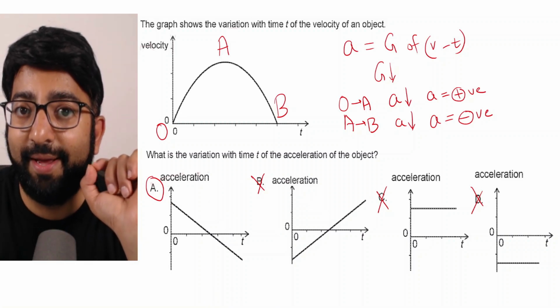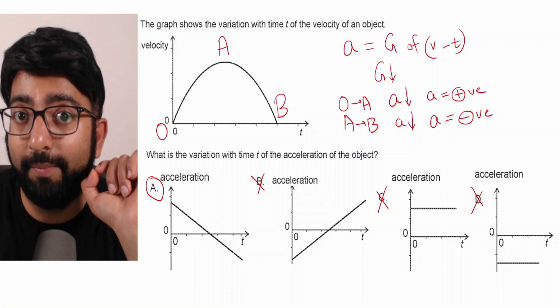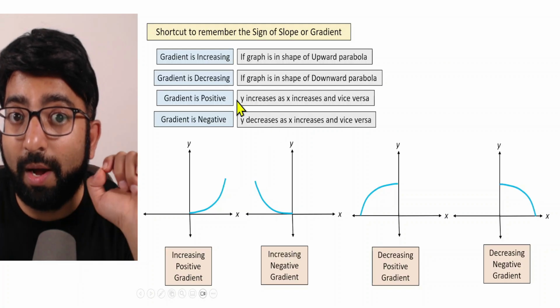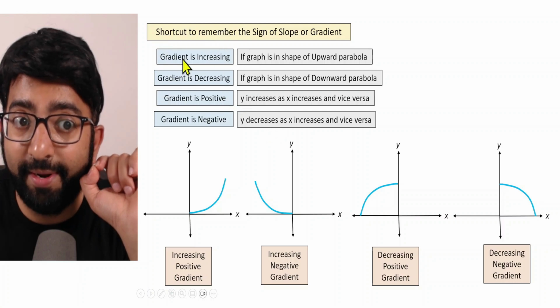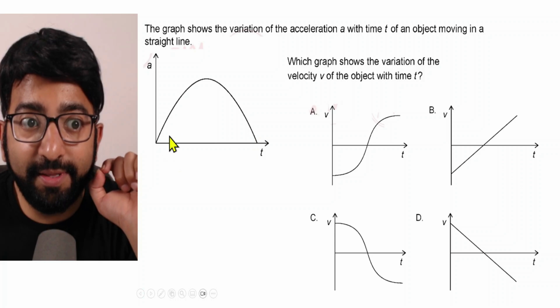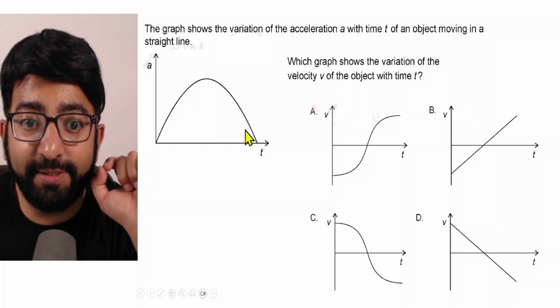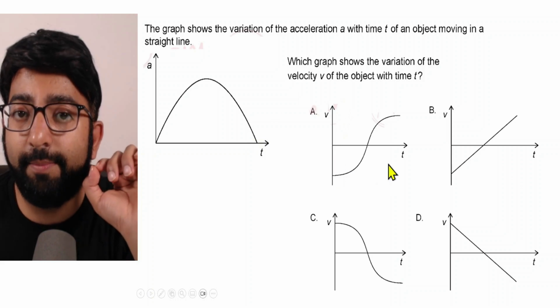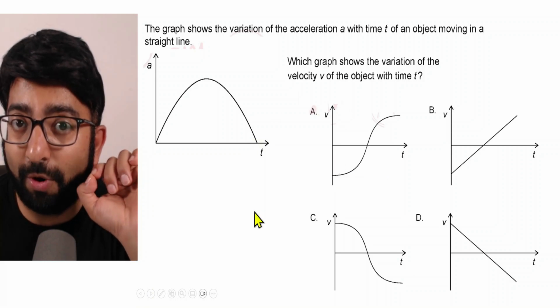And that is why I said to solve exam questions very easily, please remember the shortcuts. Shortcuts on how to identify when is the gradient increasing, decreasing, and when is the gradient positive or negative. In this question, we have been given an acceleration time graph and we are supposed to identify the right velocity time graph. We are going to use the same shortcuts.